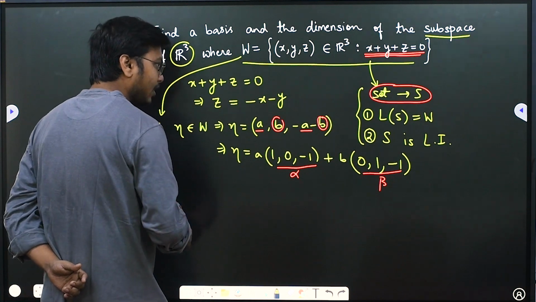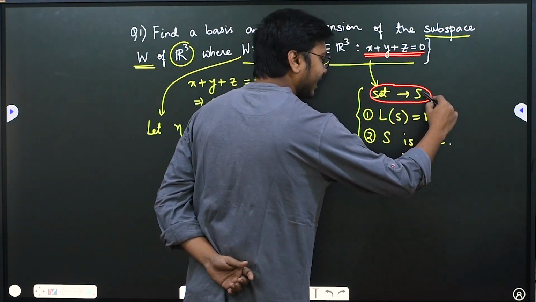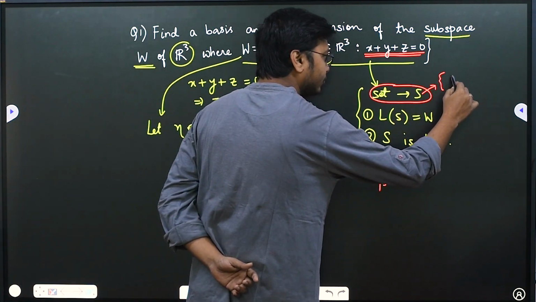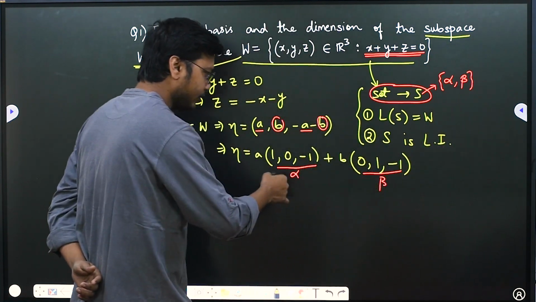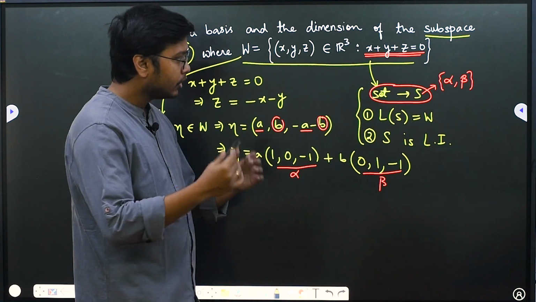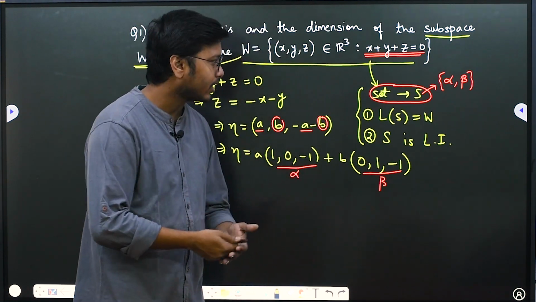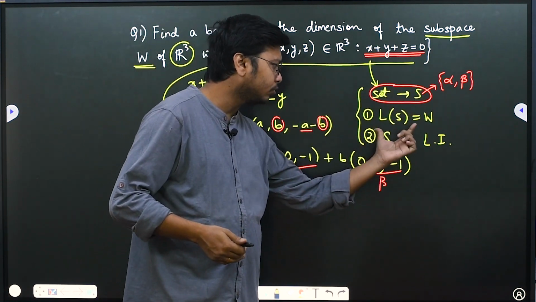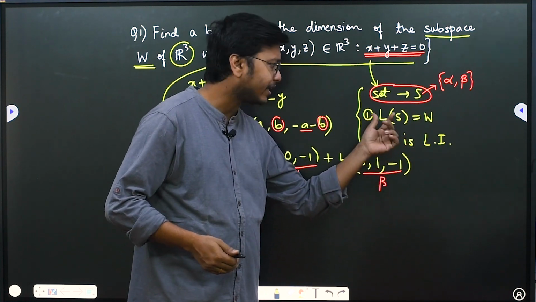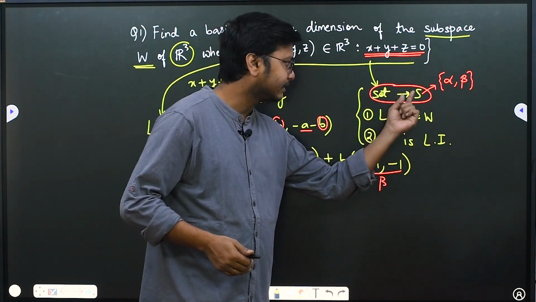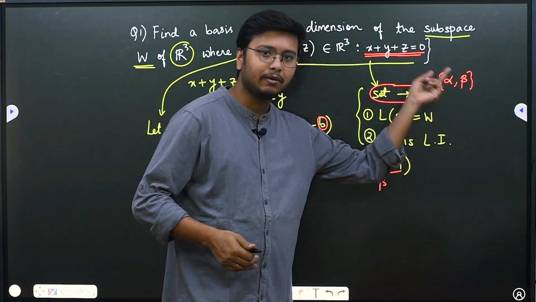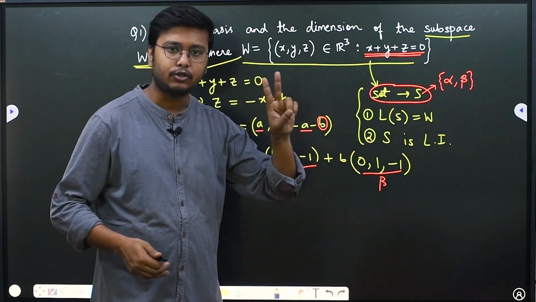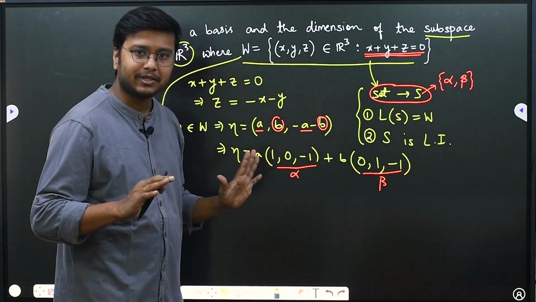Now how are we going to construct the S set? The S set is going to be the set containing this alpha and beta which I have constructed over here. So this is the process of constructing the set. Now I will just go on to show that S is linearly independent and S generates W. Hence the set S is going to become a basis, and since the basis contains two elements, its dimension is going to be 2. Now it's going to be a simple process.